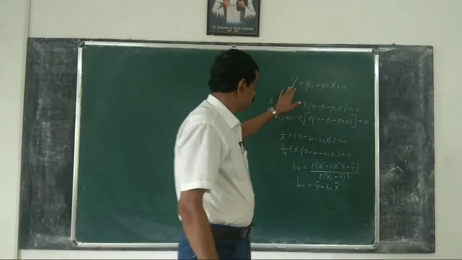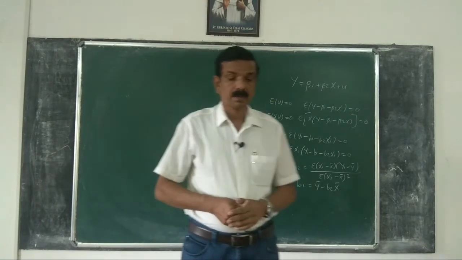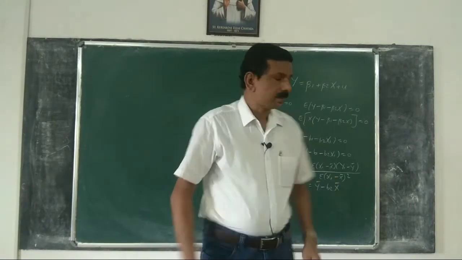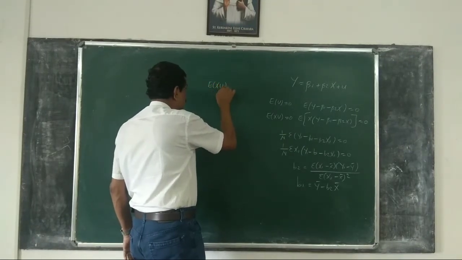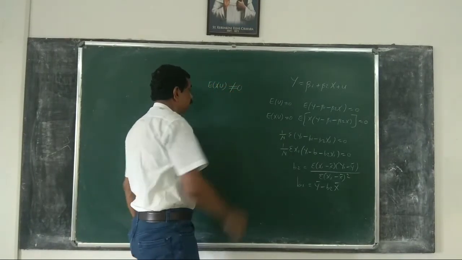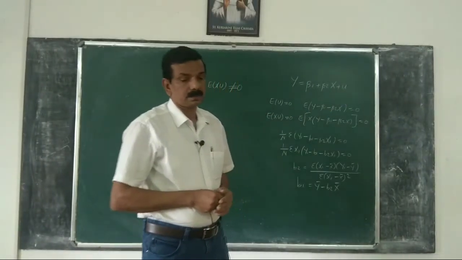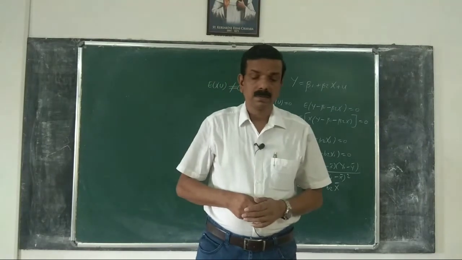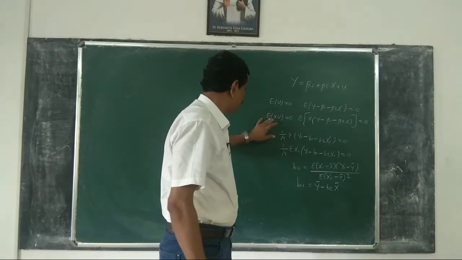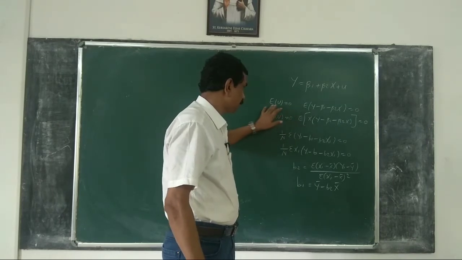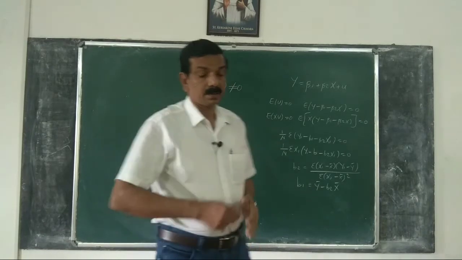Now consider this model again. Y is equal to beta 1 plus beta 2 x plus u. Now suppose that expected value of x u is not equal to 0. X is correlated with the u. So it makes the second moment condition invalid. First moment condition is satisfied, but second moment condition is not satisfied.